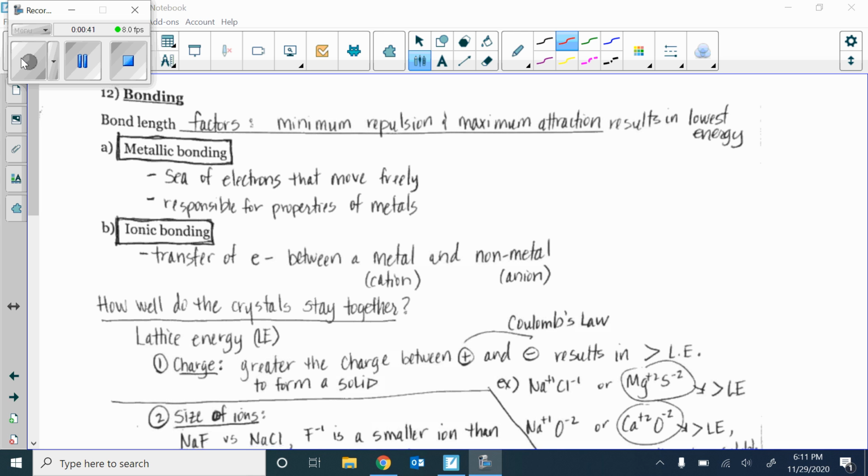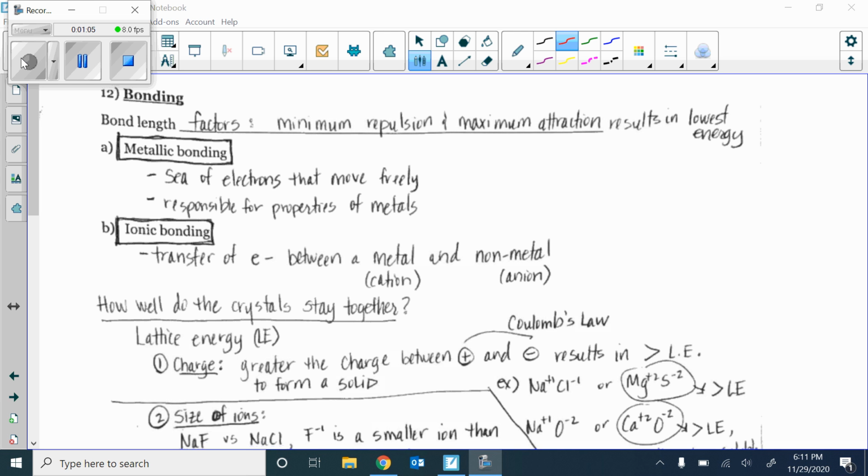So the first one you can see here is metallic bonding, which is just a sea of electrons that move freely, responsible for all the properties of metals, like that they're ductile, they're shiny, they conduct electricity. We don't really study too much about metallic bonding because there really isn't anything more than that. Just a sea of electrons around the nucleus. They don't really have a pattern. It just creates all the properties that we have for metals.